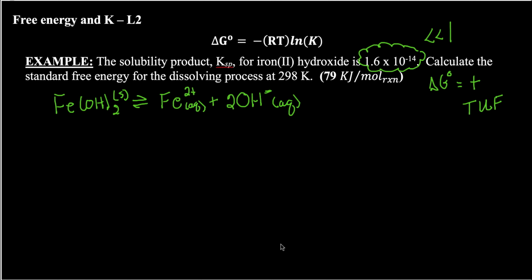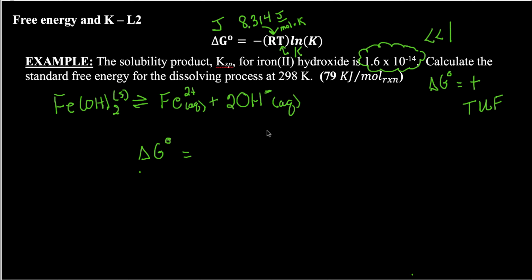Now, you want to watch units here. Delta G naught must be in joules. And when we're talking about energy, we're always going to use R as 8.31 or 8.314 joules per mole Kelvin, and T has to be in Kelvin. That you've got to watch in thermodynamics. I would say units and signs are the big things that'll trip you up. So we want to find delta G naught.